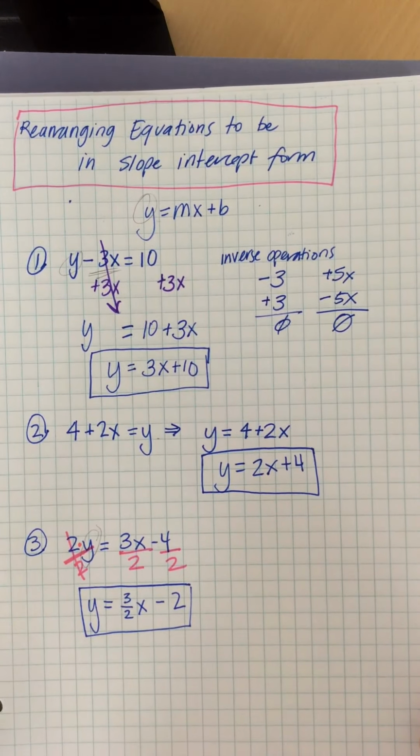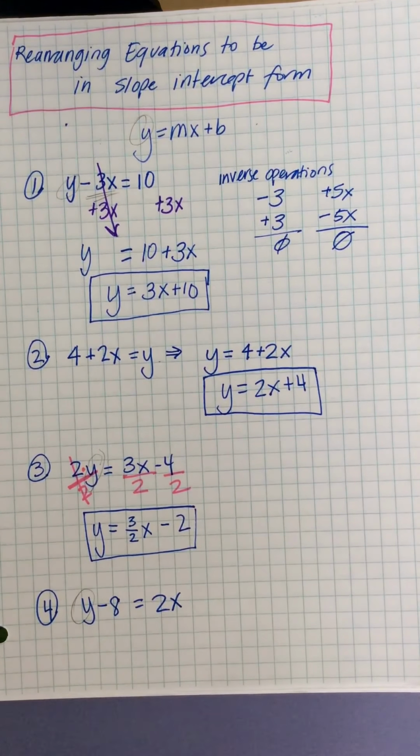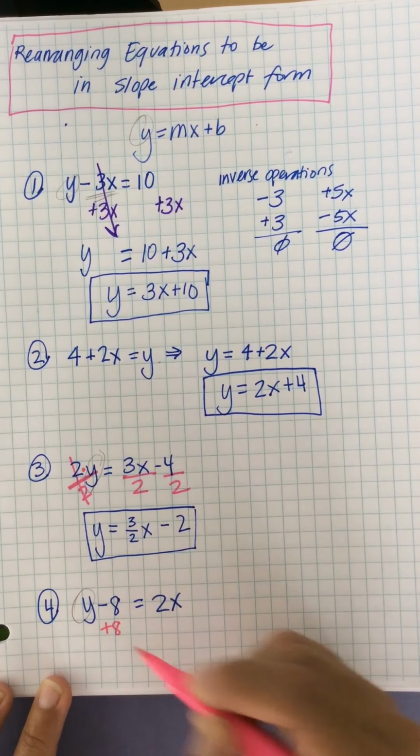y minus 8 is 2x. Where's my y? There he is. Is he by himself? Not yet. Let's get that guy by himself so he stops complaining, right? So we need to get rid of this minus 8. Well, what's the opposite, or the inverse operation, to subtracting 8? The opposite would be to add 8, right?